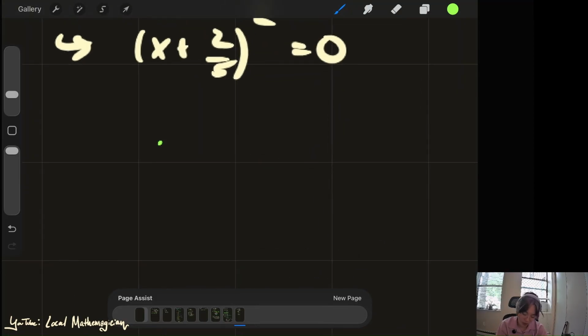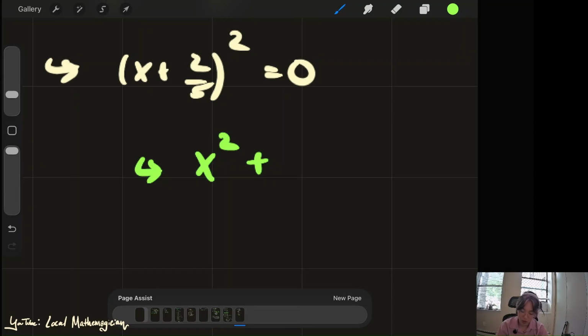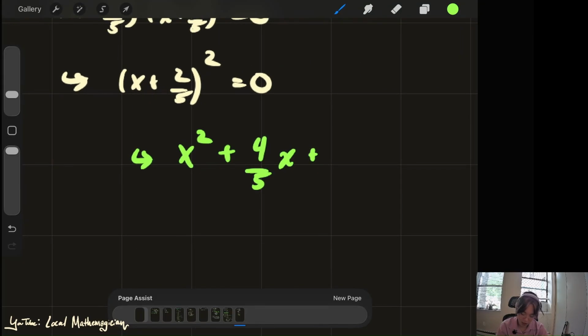Ready? If you were to do this out, you get x squared plus 2ab. So 2 times 2 is 4, so 4/5 x plus 4 over 25 is equal to 0, right?